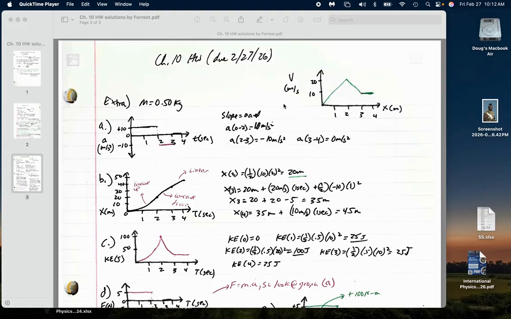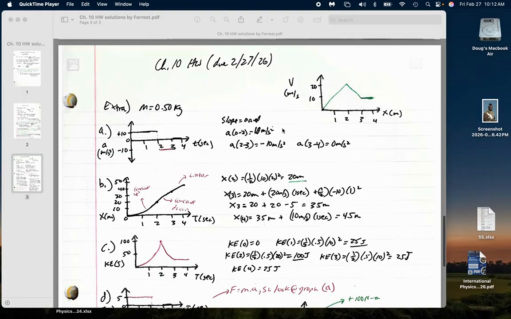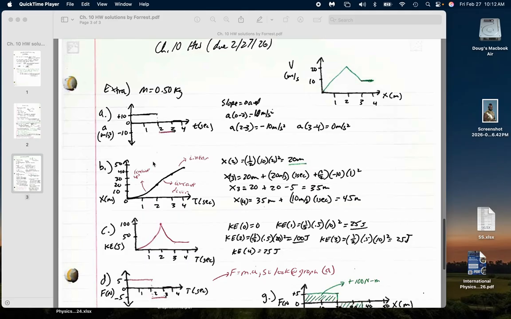Extra problem, and again, I went over a lot of this in class, but it is super helpful to look at it. Sorry, some of the scanning didn't look great down here with the ink that I used, but you're given this velocity time graph. You're asked to figure out the acceleration graph, so basically that's the slope of this graph. So we get plus 10, minus 10, and 0.